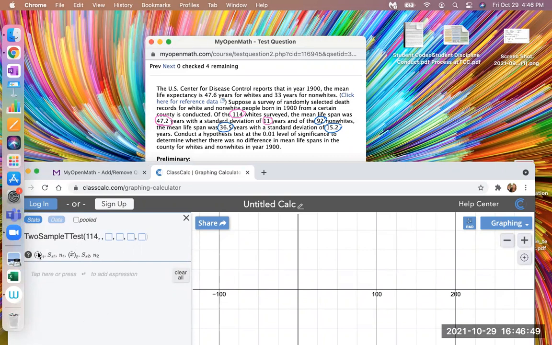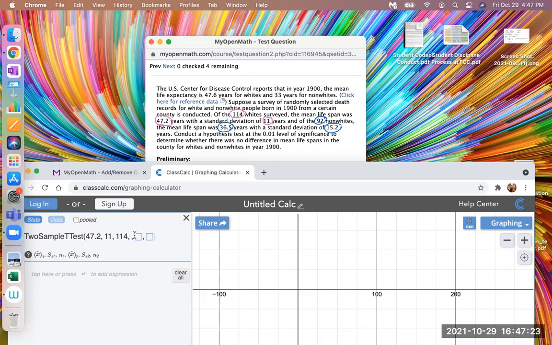And then see, it says X bar 1, which means the mean from sample of population 1. S1, the standard deviation from population 1, which I'm calling the white population. The mean, oh wait, I'm messing up. That's the N. So the mean was 47.2. Standard deviation was 11. And the N was 114.